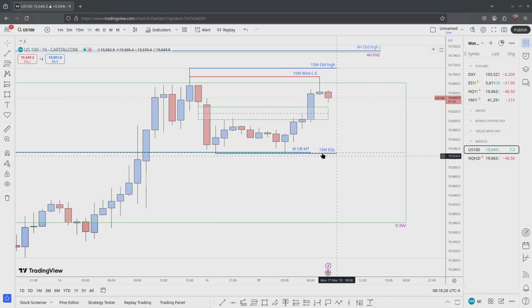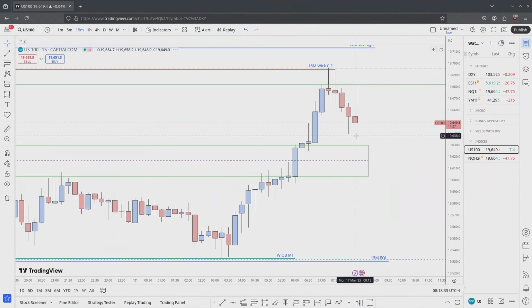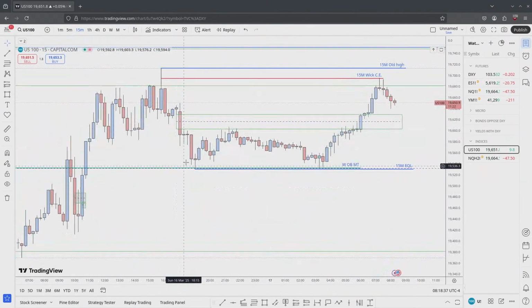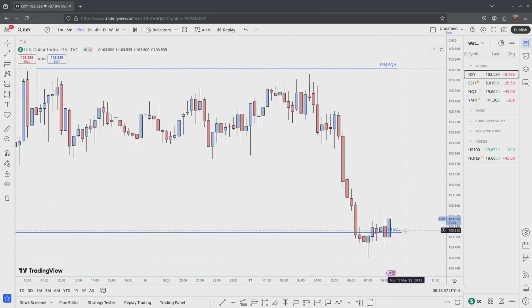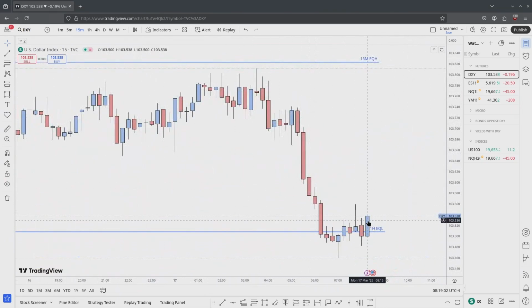And then looking at nothing much on the 1 hour here. On the 15, I have this 15-minute old high marked out, and we do have very relative equal highs sitting over here. Equal lows sitting there. And I got a 15-minute weak consequent encroachment. We tapped that, started to fall out a bit. With dollar, I had this 1 hour equal low, and we traded into that, and it started doing the same thing.